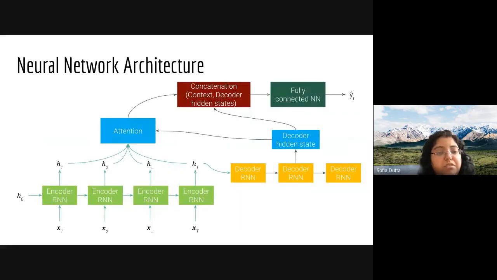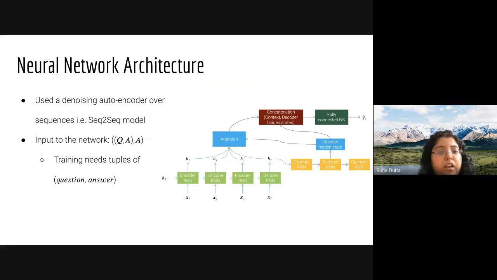This is the neural network that I have designed. It shows the components and the flows within the neural network. So now the heart of my neural network is the seq2seq algorithm, a denoising autoencoder over sequences. The goal of this sequence to sequence model is to take a variable length question sequence as input and generate a variable length answer sequence as output.